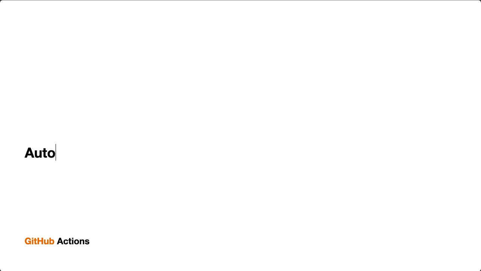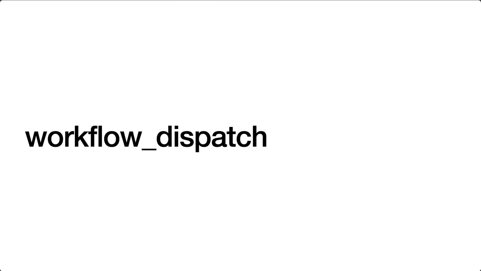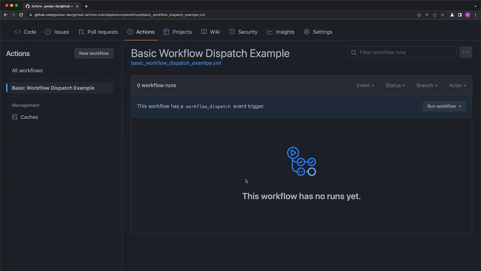GitHub Actions are a powerful tool that allows you to automate tasks and build, test, and deploy your code directly from your GitHub repository. Today, we'll be focusing on the Workflow Dispatch trigger, which allows you to manually trigger a workflow run with customizable input parameters. This is useful when you want to run a workflow on demand outside of its usual schedule or triggers.